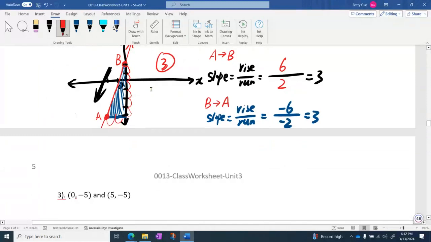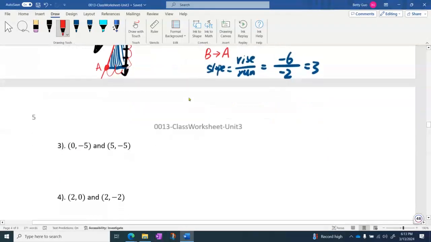So when you work on your assignments or tests, and if you have the graph of the line, it is declining, and you end up getting a positive slope, that means your answer definitely is false. Your answer is wrong, because if the line declines, if it's going down, then the slope must be negative.